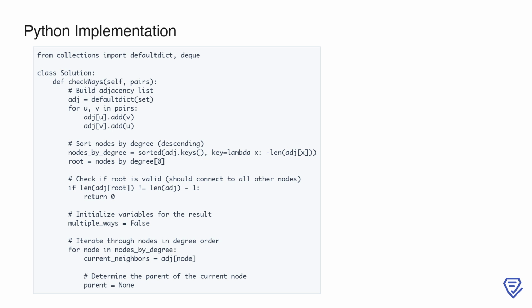Next, we sort the nodes in descending order of their degrees, or the number of connections they have, since nodes with higher degrees are more likely to be closer to the root in a valid tree structure. The first node in this sorted order is assumed to be the root. We then validate this assumption by checking if the root connects to all other nodes. If it doesn't, we immediately return 0, as no valid tree can be constructed. We also initialize a flag, multiple_ways, to track whether there are multiple valid tree configurations. This setup prepares us to iterate over the nodes and determine their parent-child relationships.